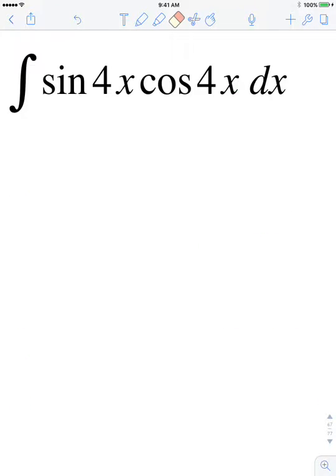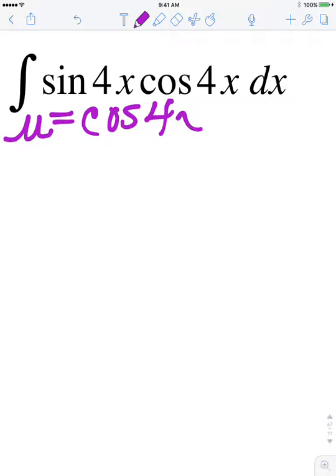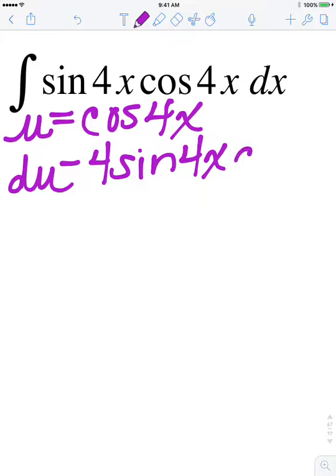Okay, so let's say I make u cosine of 4x. What's the derivative of cosine? Negative, whoops, chain rule, negative 4 sine of 4x dx. Well, same thing. I got my sign back. I just got to adjust.